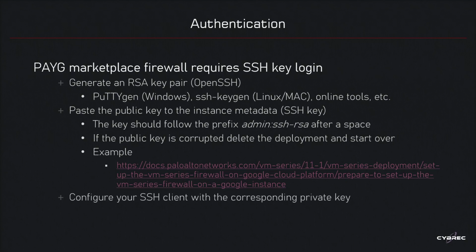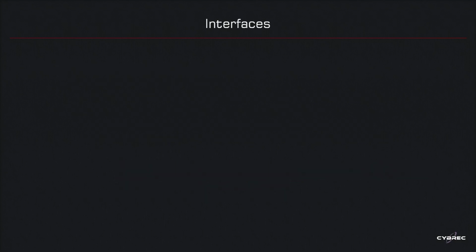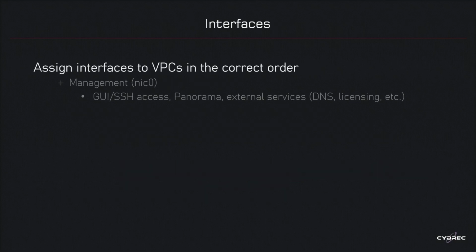Okay, once we finish the deployment and we will eventually want to test, we will also need to upload the private key to our SSH client. But we will get back to this when we test connectivity. Now, in terms of interfaces, as I mentioned, the order is going to be critical. What we've done so far is that we allocated the management VPC to the first interface of the firewall, which is going to be the management port on the Palo Alto Networks side.